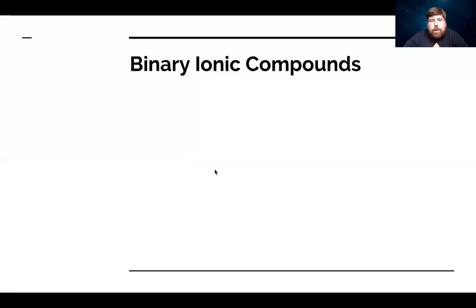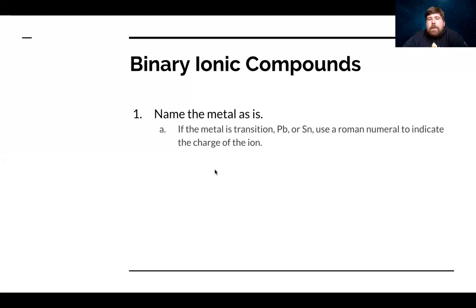So first off, when you're naming binary ionic compounds, you want to name the metal as is. So for example, if it's Fe, it's iron. If it's Ca, it's calcium. If it's Mn, it's manganese.